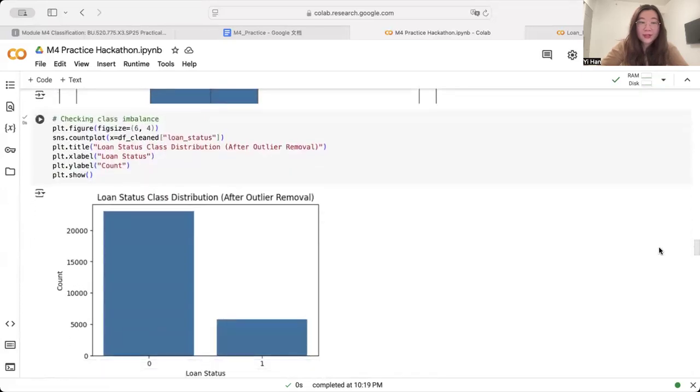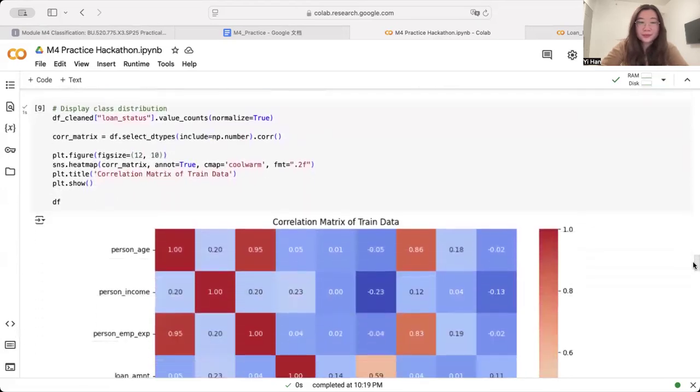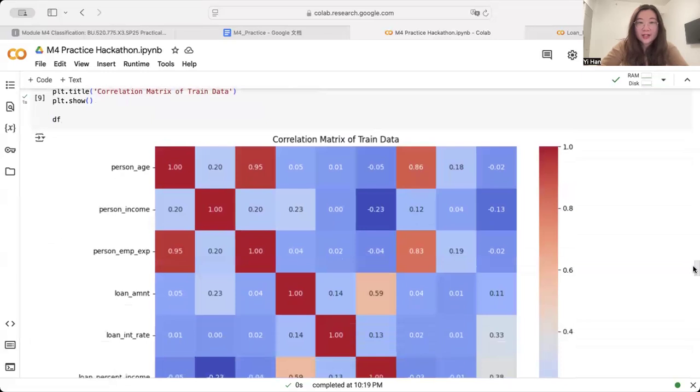And here is the loan status class distribution after the outlier removal. This is the correlation matrix of the training data.